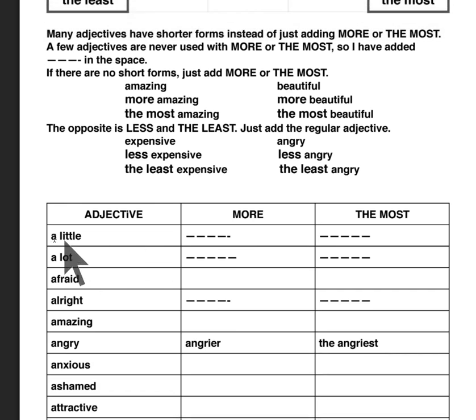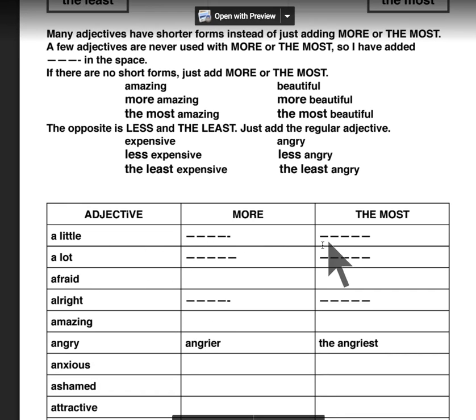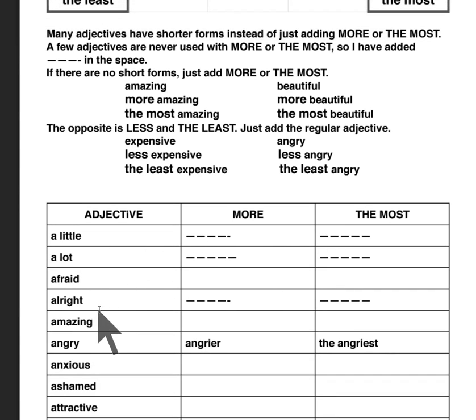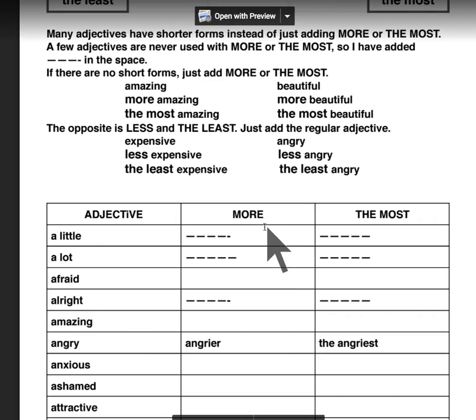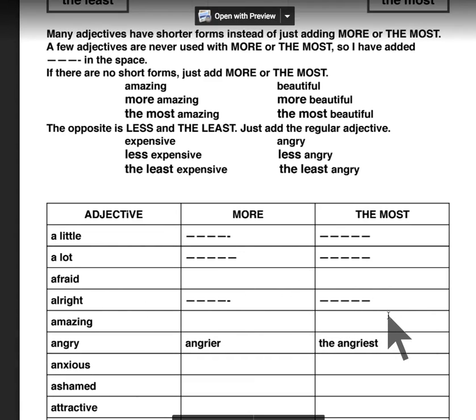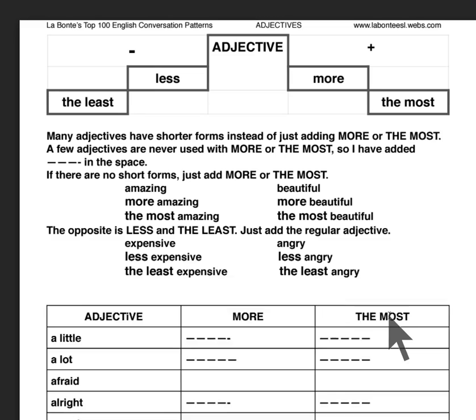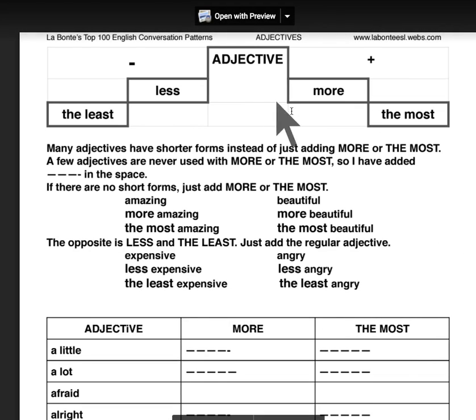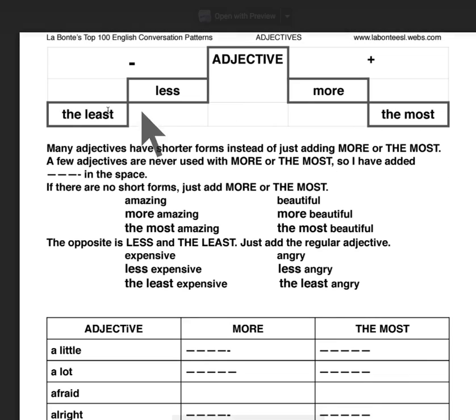There are a few here that I've put these dashes here where they don't even have a form. It's all right does not have more all right and the most all right. Doesn't have a short or long form. So these are the only ones that have the short forms available with some adjectives. The least and less have no short forms.